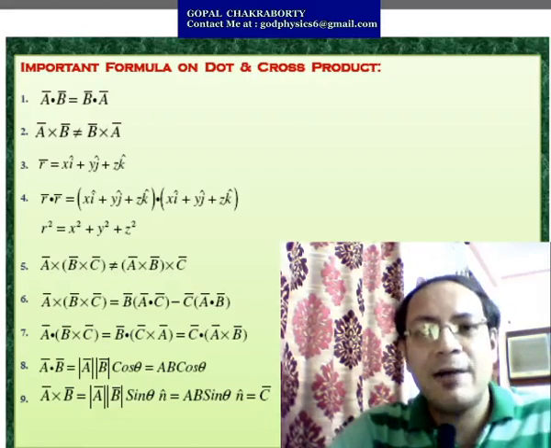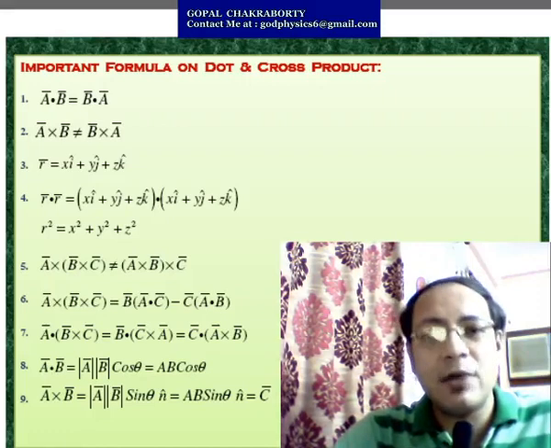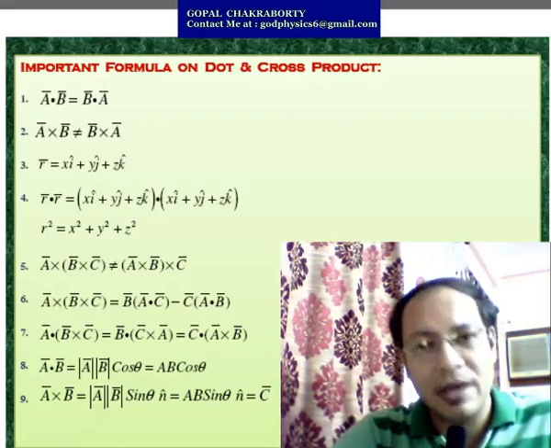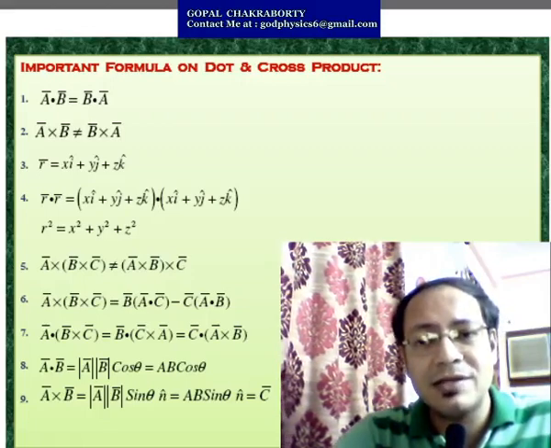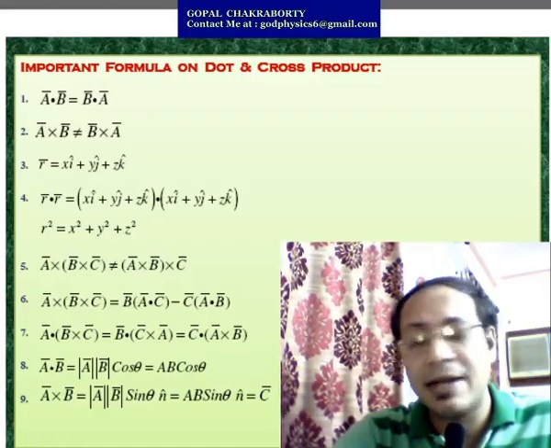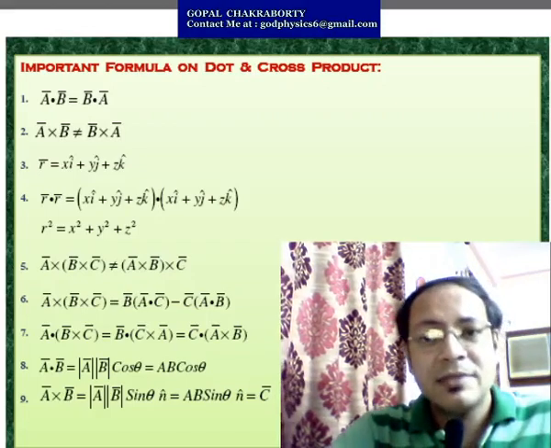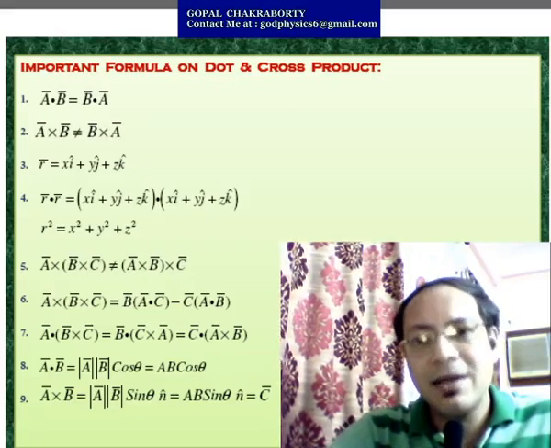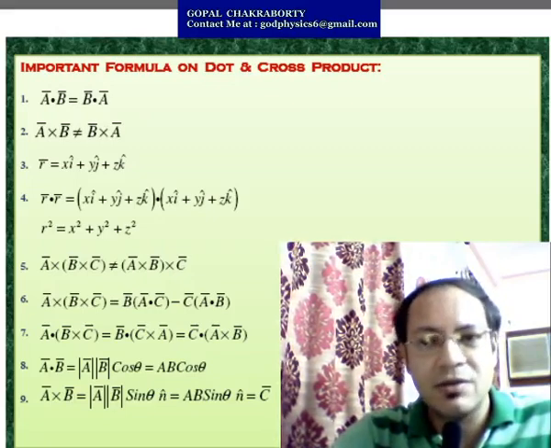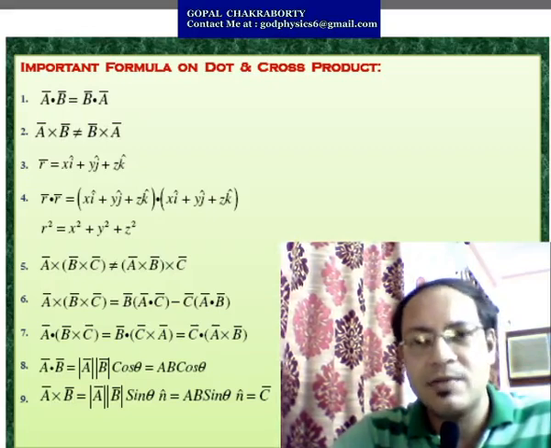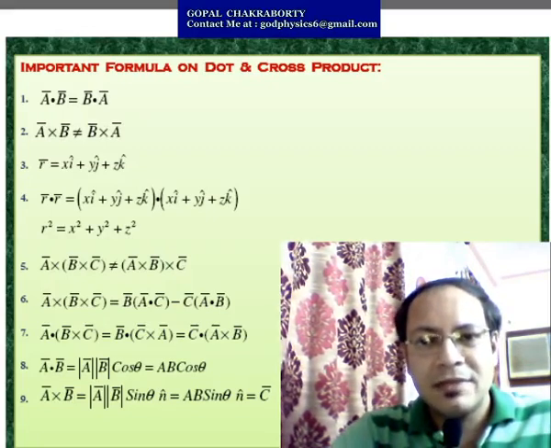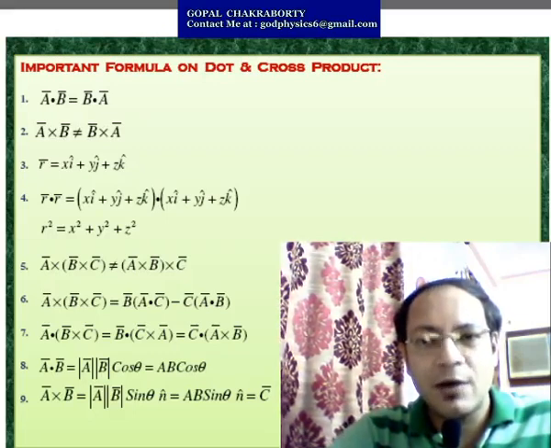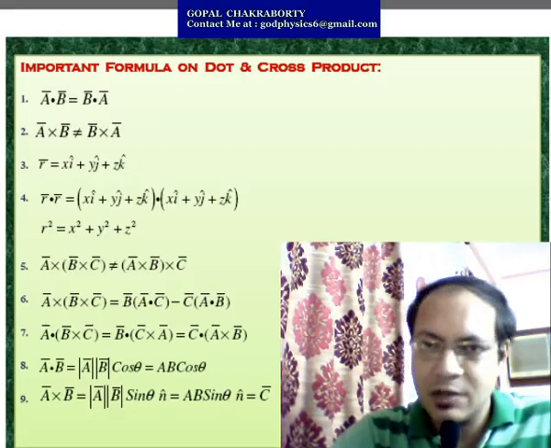Here the formula number 5, that is the vector triple product formula, that is a cross b cross c is not equal to a cross b in whole cross c. So what is the formula of a cross b cross c? That is b (a dot c) minus c (a dot b). Formula 7, that is a dot b cross c equals b dot c cross a equals c dot a cross b. So it's a clockwise movement. Okay. Formula 8 is the formula of dot product, and formula 9 is the formula of cross product.